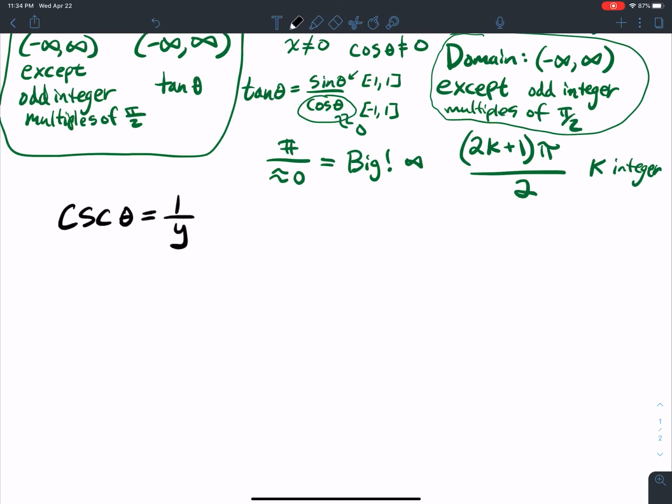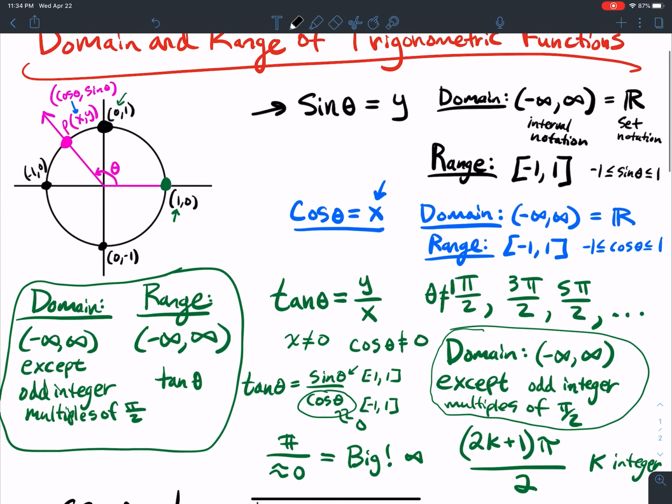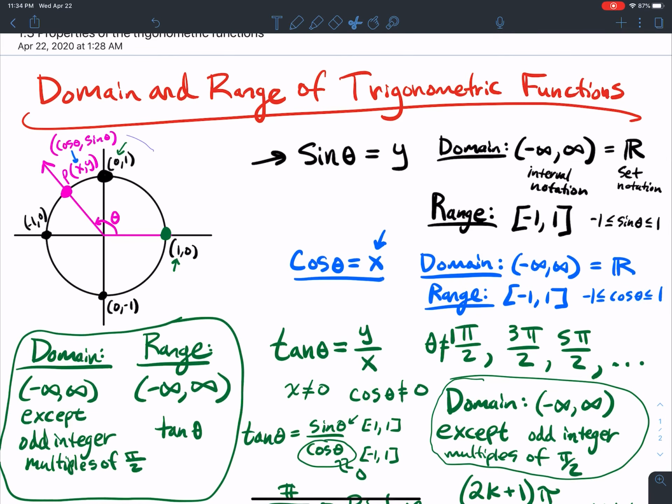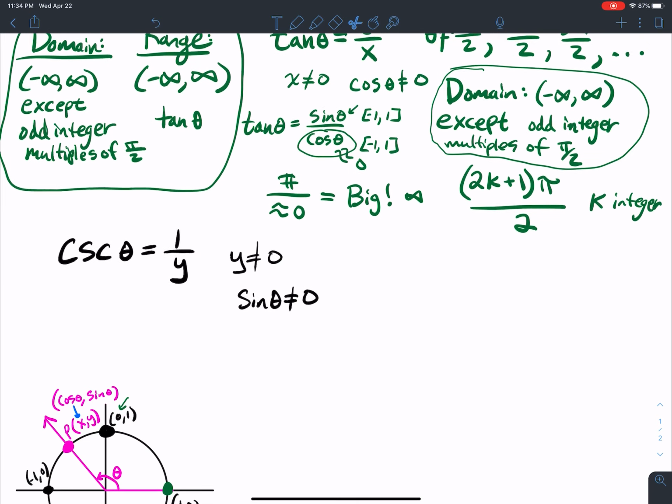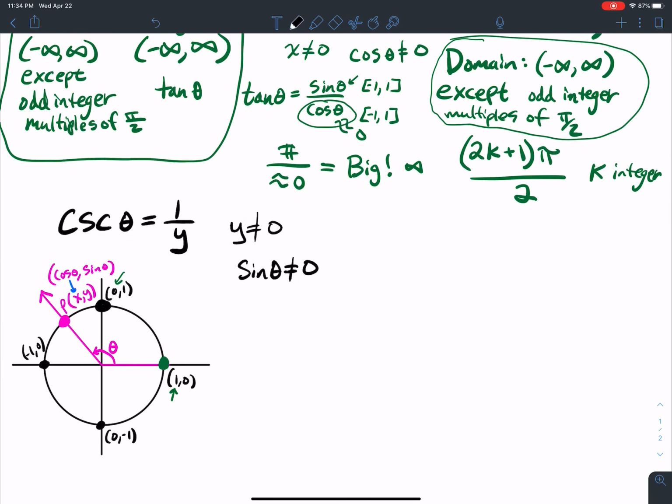Is there anywhere that could produce a bad value for us? Well, if y equals 0, that's bad. So I want to avoid that. So when is y equals 0? That's when the sine of theta is equal to 0, okay? So is it possible for sine theta to be 0? I think so. Let's take this right here. I'm going to duplicate it and drag it down. Where is sine theta equal to 0?